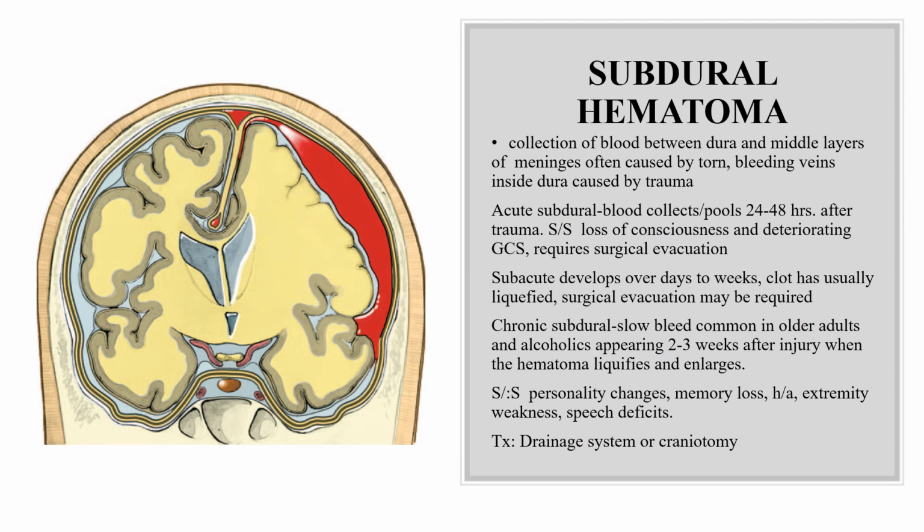A subdural hematoma is a collection of blood between the inner layer of the dura mater and the arachnoid mater of the meninges surrounding the brain. This usually results from tears in bridging veins that cross the subdural space.